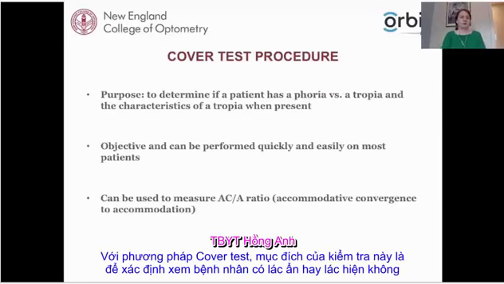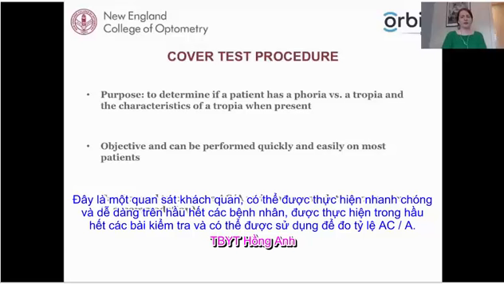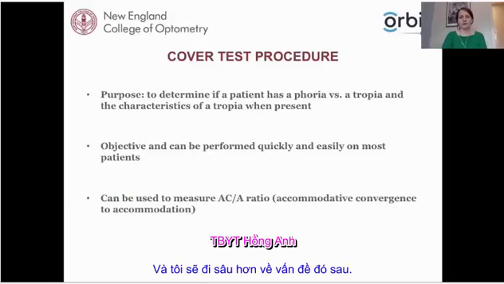So cover test procedure. The purpose of this test is to determine if a patient has a phoria or a tropia and the characteristics of that tropia when present. It's objective, can be performed quickly and easily on most patients. This is a very good screening test. It's done in almost every comprehensive exam. And this test can also be used to measure the AC/A ratio, and I'll again go into more depth with that later.